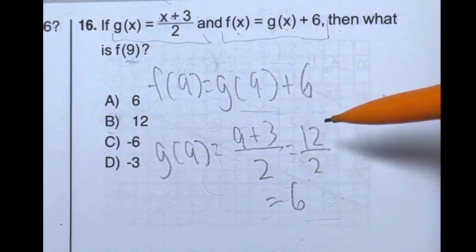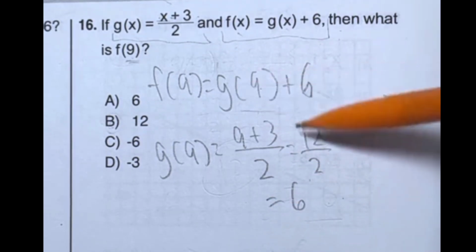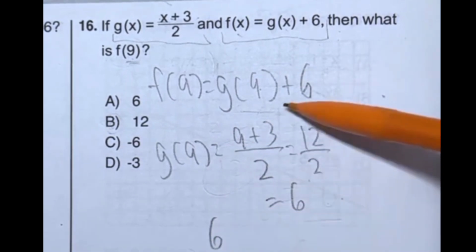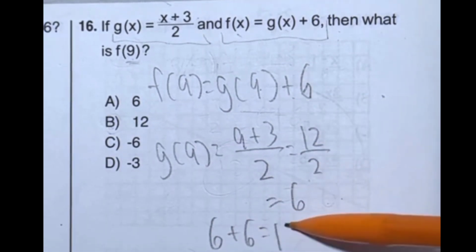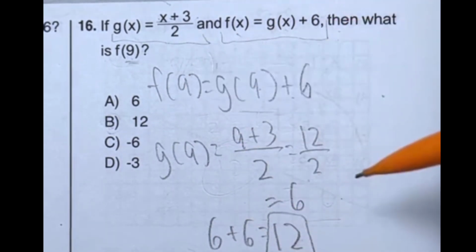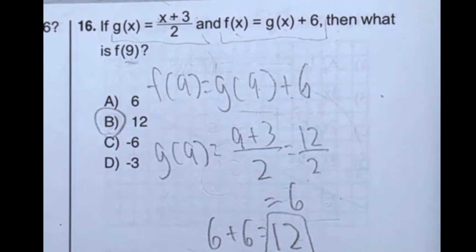So we plug it back into this equation over here. We know that g of 9 is 6, so we do 6 plus 6, which is 12, and that is going to be the value of f of 9. So B is the answer.